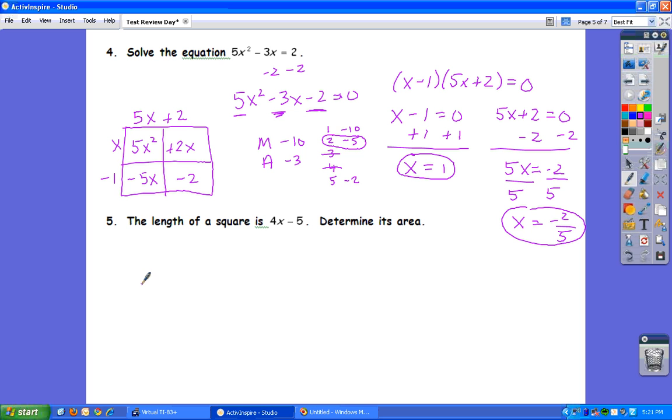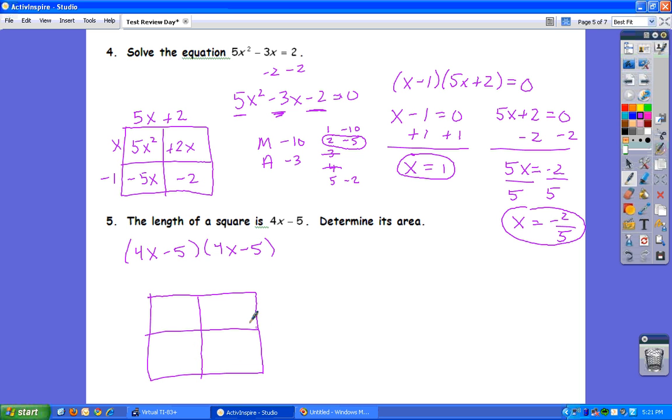Finally, on number 5, you're told that the length of a square is 4x minus 5, and you need to find the area. Well, the sides of a square are all the same, so length and width are both 4x minus 5. So that means that we need to multiply 4x minus 5 times 4x minus 5 to find the area. So set up a box. 4x minus 5 on the side, 4x minus 5 on the top.